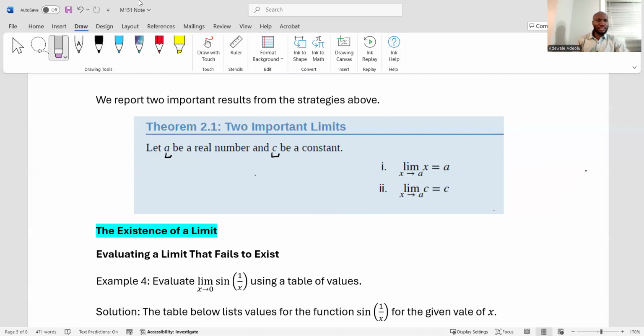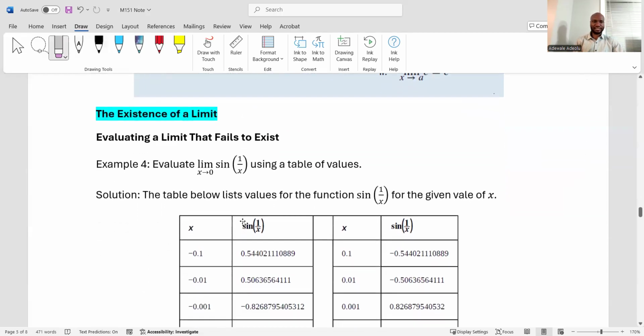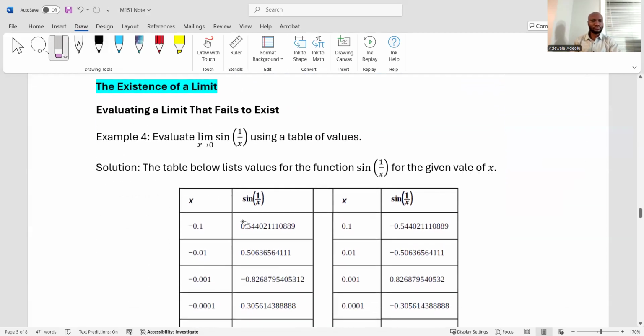Okay, now let us talk about the existence of limits. When do we say a limit exists? So let us look at an example of a situation whereby the limit of a function fails to exist.